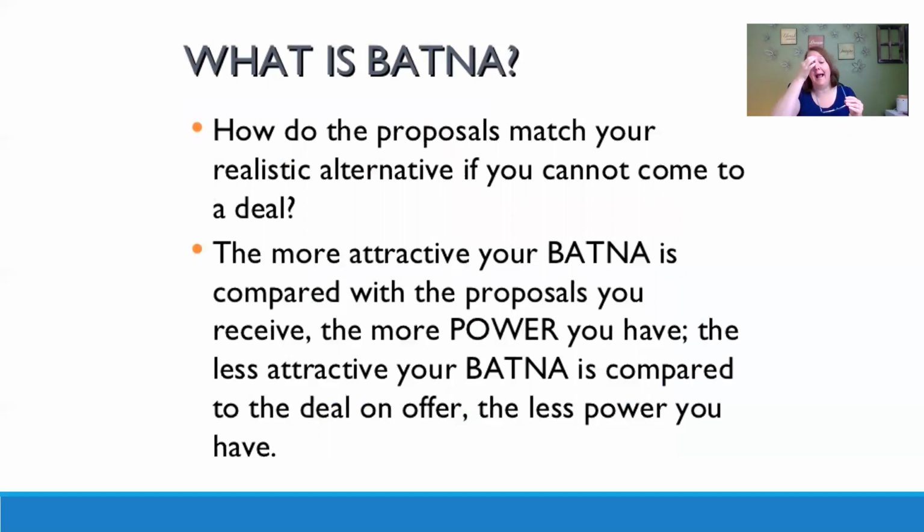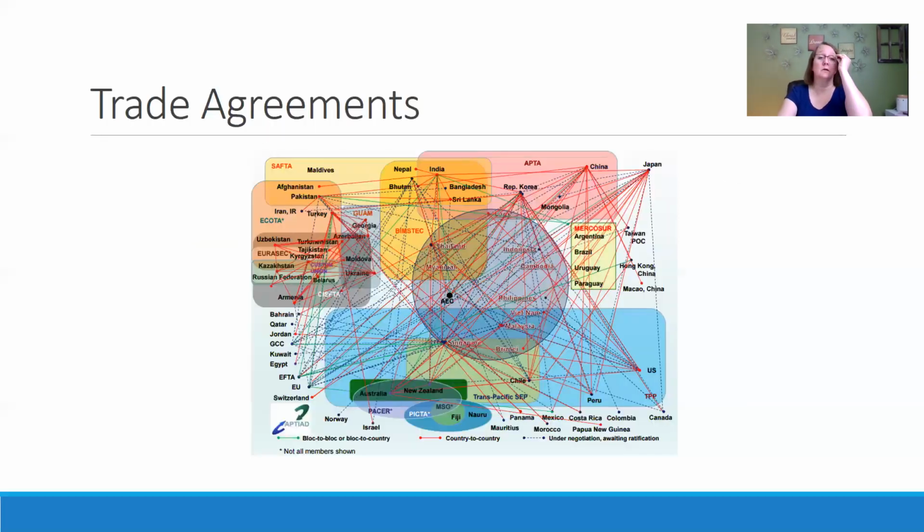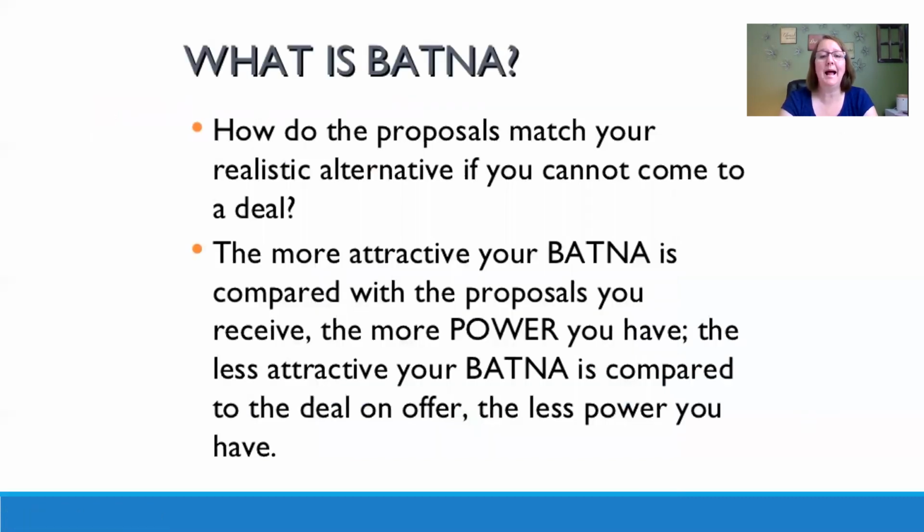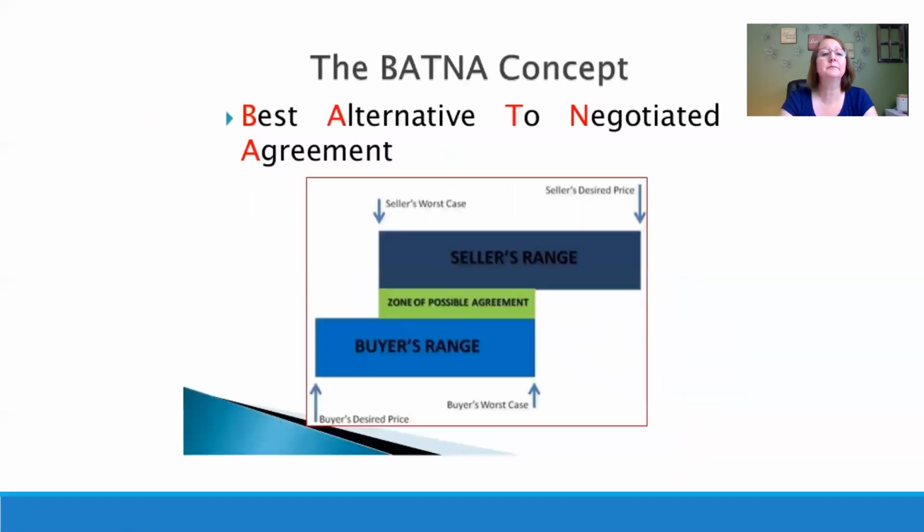So we're going to talk about BATNA. You may see that these are different groups that tend to negotiate easily together. So these are organizations that already have negotiating strategies in place. So BATNA. BATNA is the best alternative to negotiated agreements. Okay, so it's an acronym, BATNA.